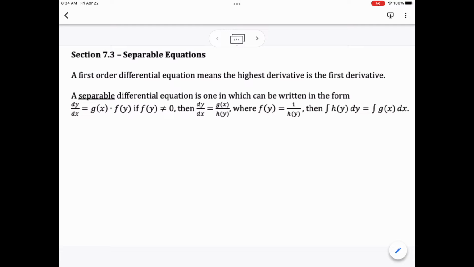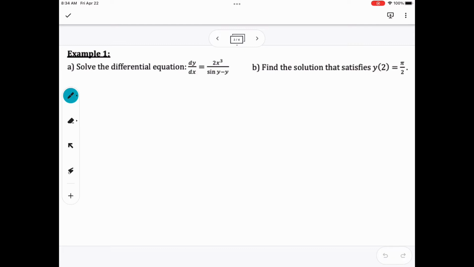Once we do that, we can cross multiply and take the integral of both sides. That allows us to take the integral of h of y with respect to y, and we can take the integral of g of x with respect to x. And then we're able to actually find the original equation from that.